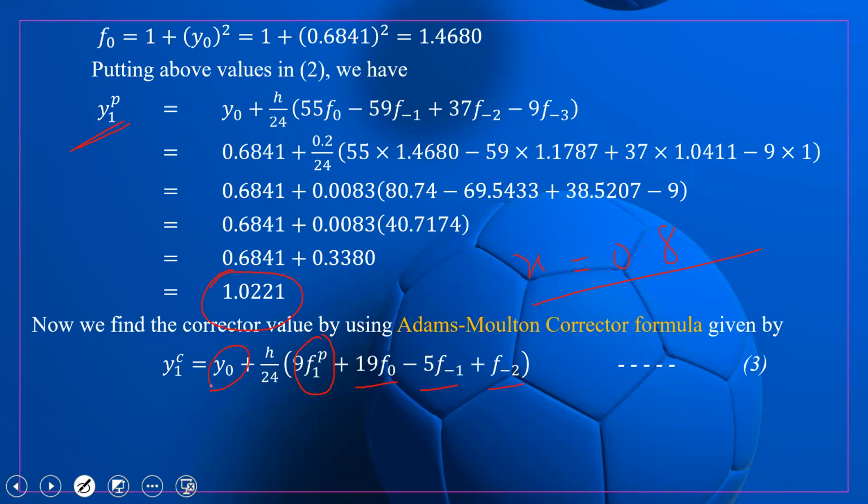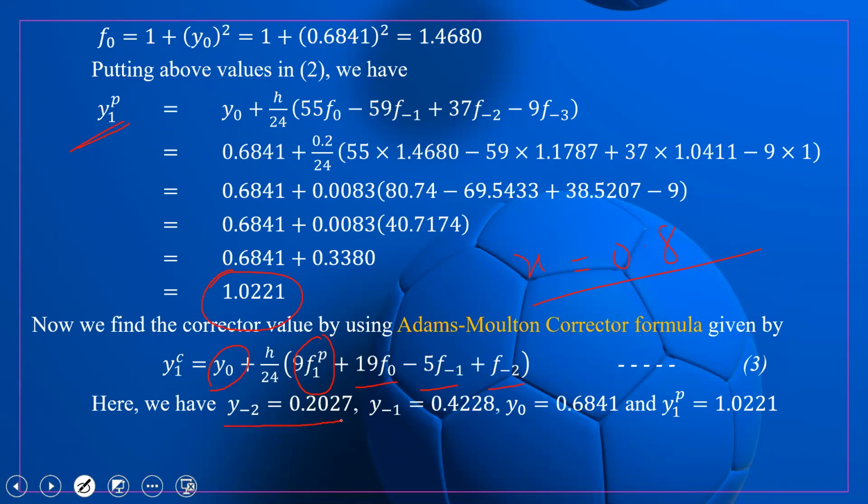We know the value of y0. Here y of minus 2 is 0.2027. Y of minus 3, what is y of minus 3? Y of minus 3 is equal to 1, because x of minus 3 is equal to 0 and y of 0 is equal to 1. This is the given initial condition. So there is no need to put the value of f of minus 3, that's why it is not mentioned.